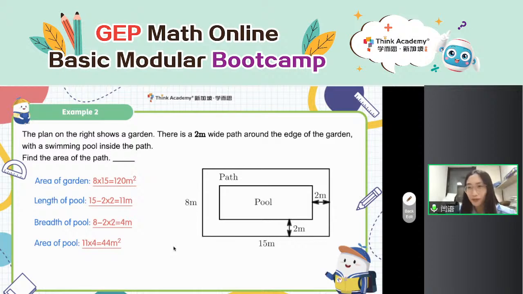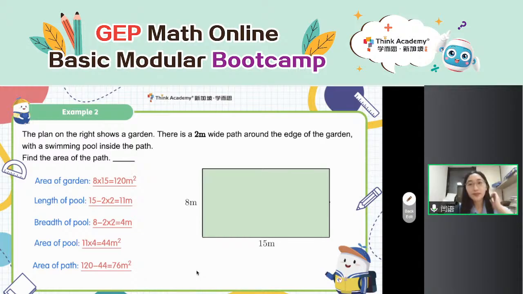And then we haven't finished. Yes, we haven't finished. Then what should I do? Correct. And then let's just move on. That is altogether 120. And then you remove the pool. So here, 120 minus 44. This is the answer, which is 76 meters squared.